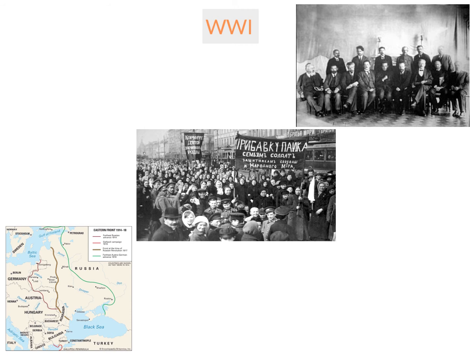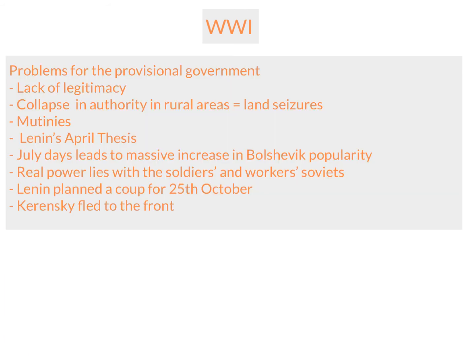They had to get soldiers to stop mutinying to actually try and defend Russian land. But all the soldiers wanted was to end the war. So there were lots of issues that they had to deal with. And the inability of the provisional government to deal with those issues is what eventually led to the October Revolution. I've summarised some of the problems faced by the provisional government here.